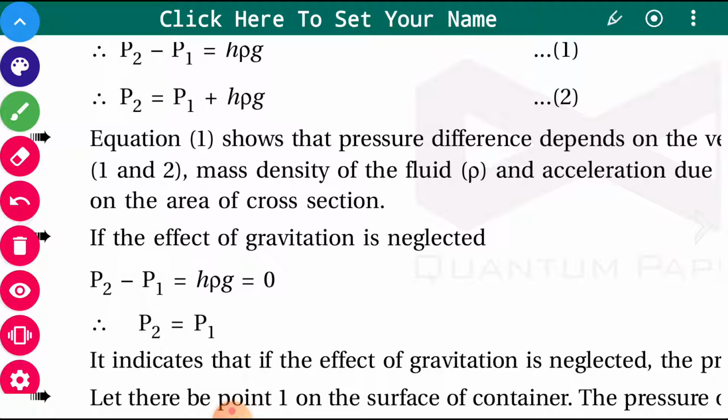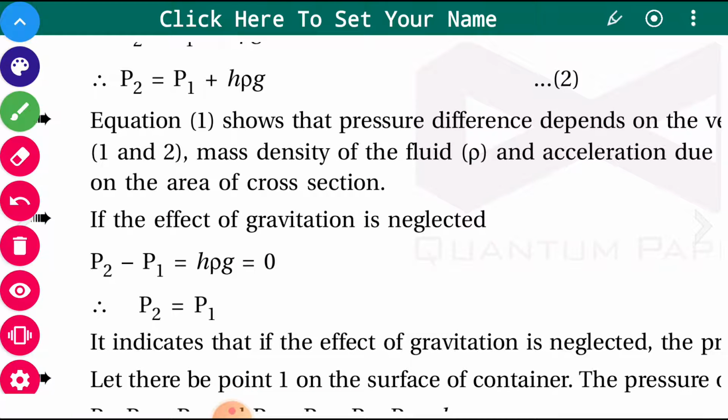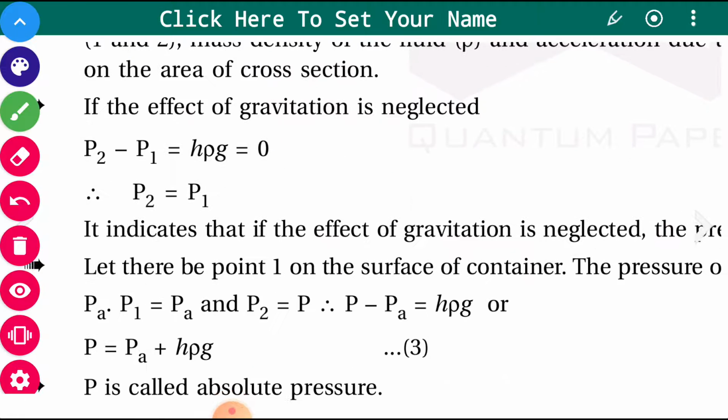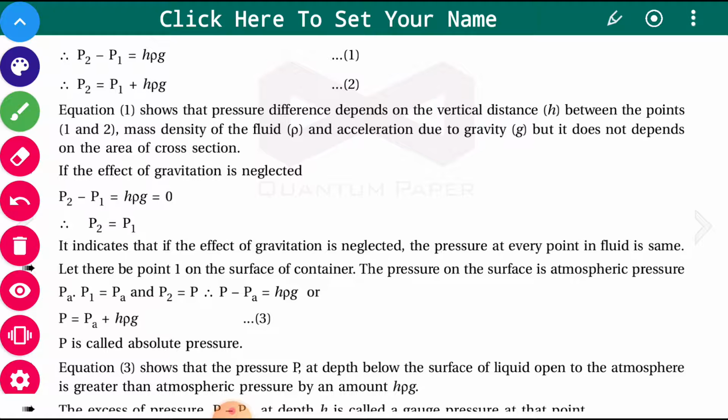If the effect of gravitation is neglected, say for example there is no gravitational force, then this part becomes 0. So P2 is equal to P1, and the pressure will be the same everywhere. It indicates that if the effect of gravitation is neglected, the pressure at every point in the fluid is the same.